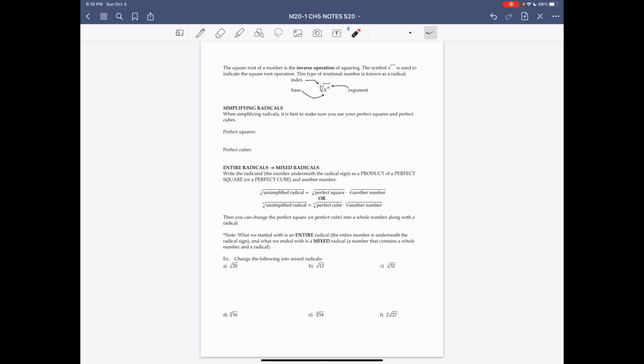Simplifying radicals. When simplifying radicals, it is best to make sure you use perfect squares and perfect cubes. So what are perfect squares and perfect cubes? They're numbers that you can take the square root of and you get a whole number.